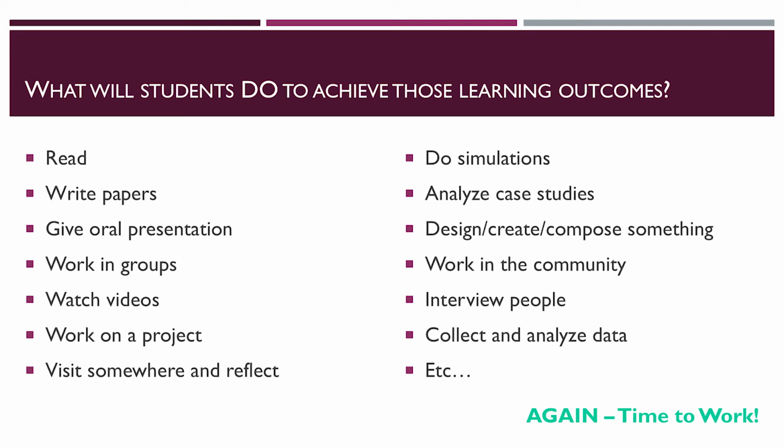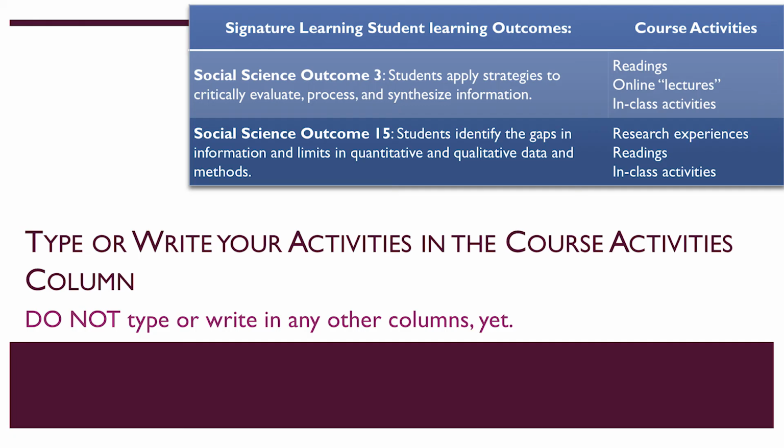So take that next column, next to your student learning outcomes, and identify a couple course activities that your students are going to do in your class to achieve these.